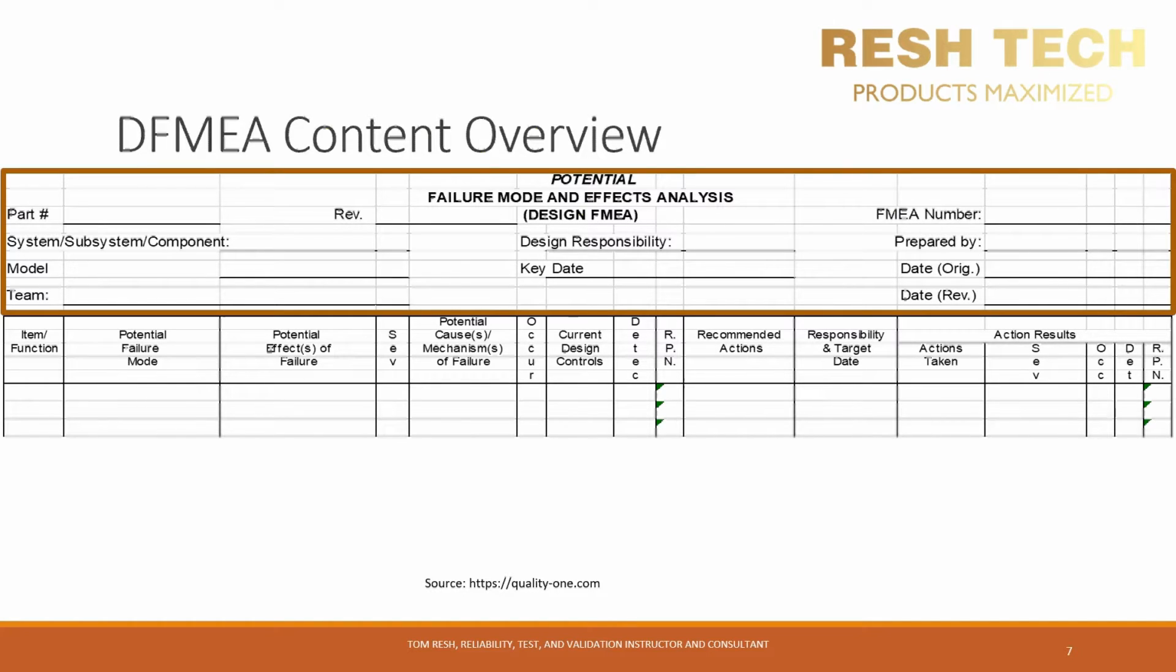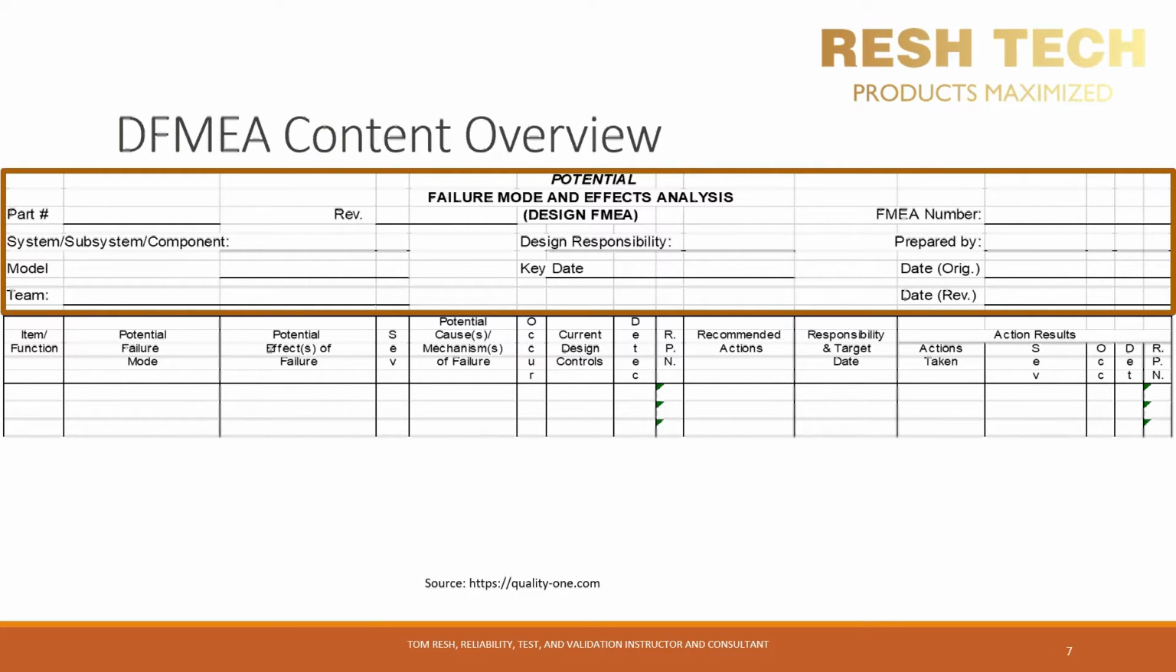The upper portion of the DFMEA contains information about your component, subassembly, or the full system itself. The revision of the part, the team responsible for this particular DFMEA, the responsible engineer for the design and DFMEA, action completion, key dates, or required completion date to close out the DFMEA. The document number, which is whatever number and format you are using for your particular document control and management process. Who created the DFMEA, the date of the original DFMEA, and the date of any revisions to the DFMEA.